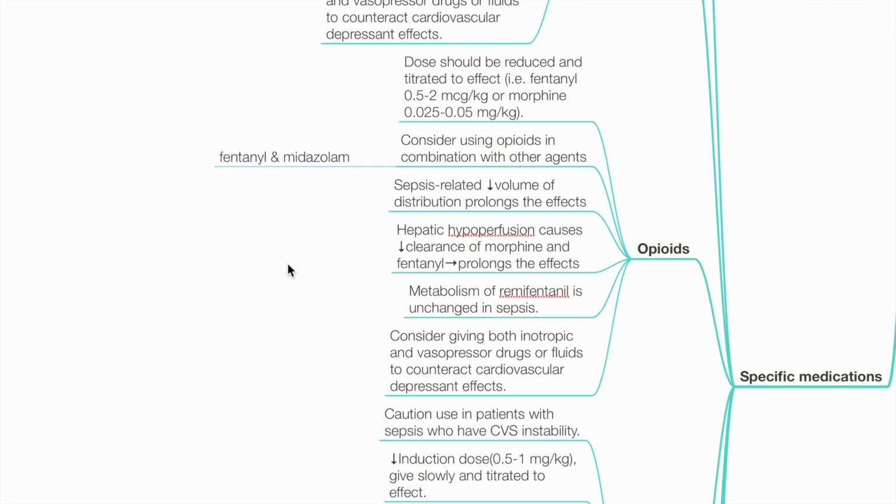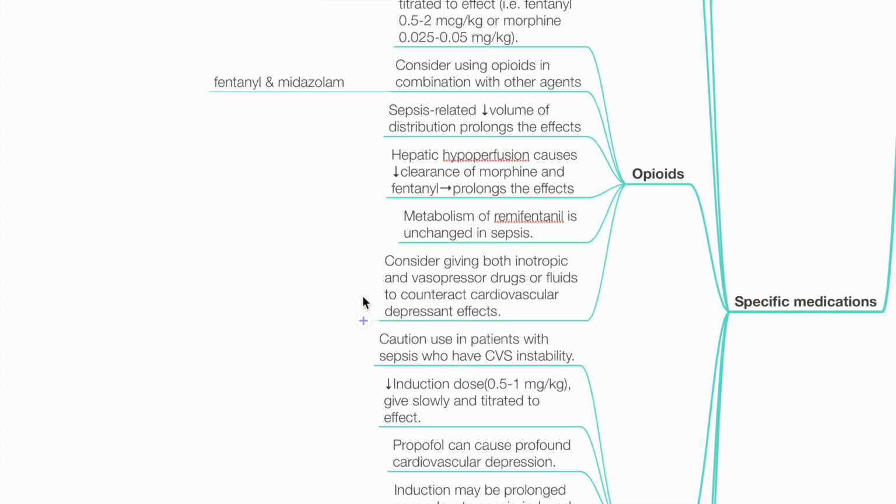Opioids: dose should be reduced and titrated to effect. Consider using opioids in combination with other agents to reduce dosage requirements of each. Sepsis-related changes in volume of distribution may prolong the effects of these drugs. Hepatic hypoperfusion causes reduced clearance of opioids, prolonging their effects. Metabolism of remifentanil is unchanged in sepsis. Consider giving inotropic and vasopressor drugs and fluids to counteract the CVS depressant effects.